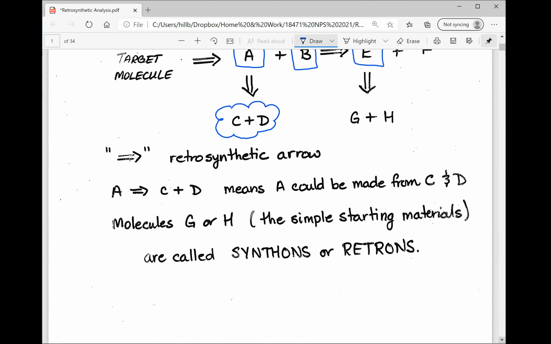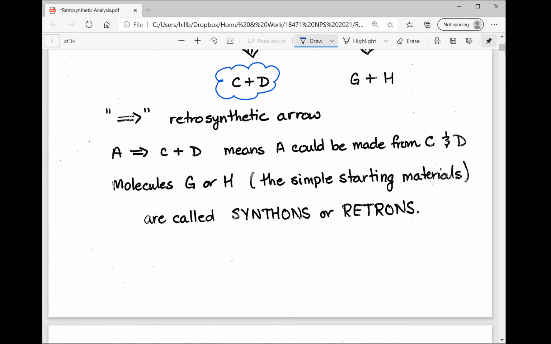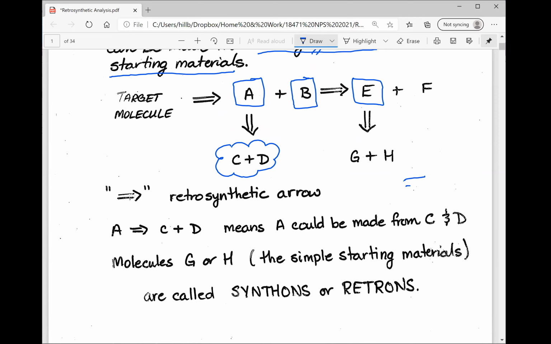So there's a special arrow that's used in retrosynthesis. It's an arrow that is open-ended on one side and has a point. The open-ended side is the product and the pointy side is your starting materials. So your target molecule will be made from A and B. B will be made from E and F. E will be made from G and H. A would be made from C and D, that type of stuff.